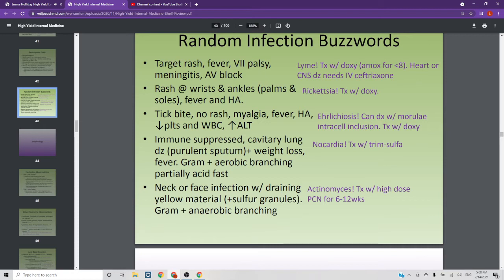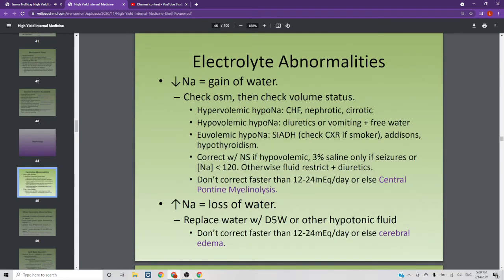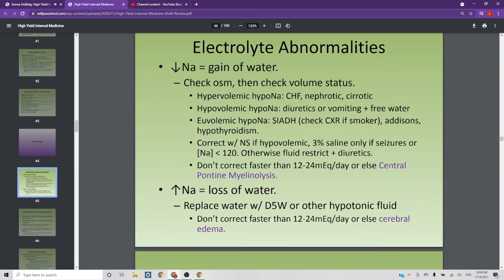Okay, good. So the kidneys, my favorite organ. I love the kidneys. So with nephrology always comes electrolytes and fluid balance. So remember that hyponatremia is caused by too much water. So the first things you want to do are check the osmolarity and then check the volume status. Are they hypovolemic, euvolemic, or hypervolemic?